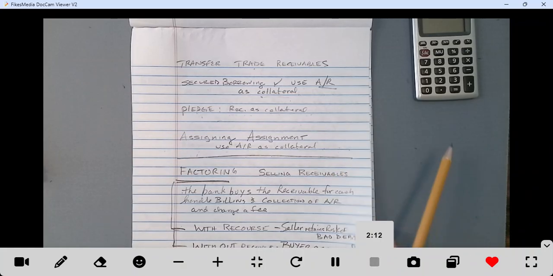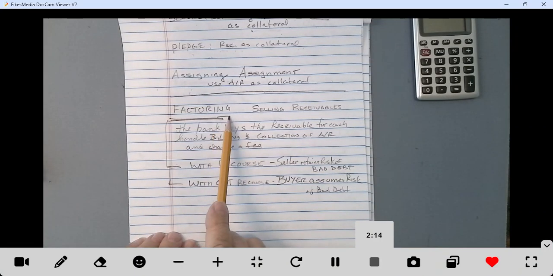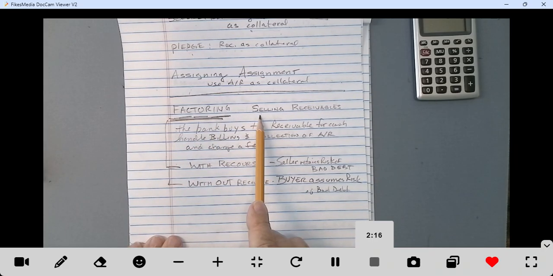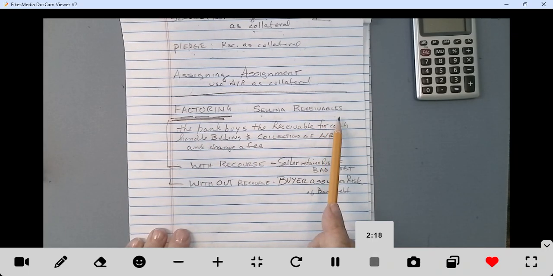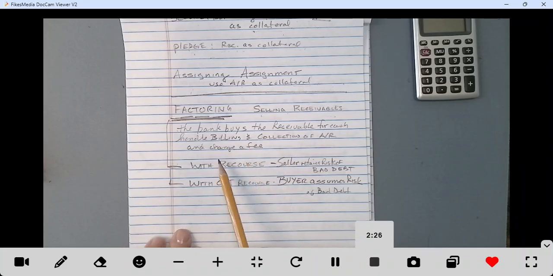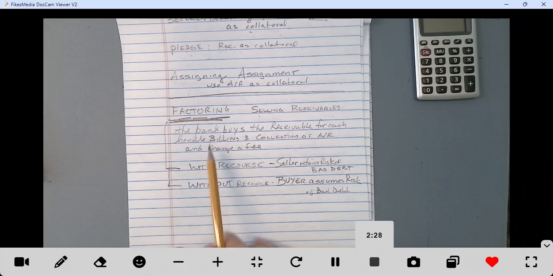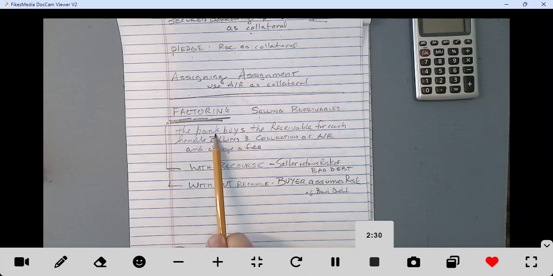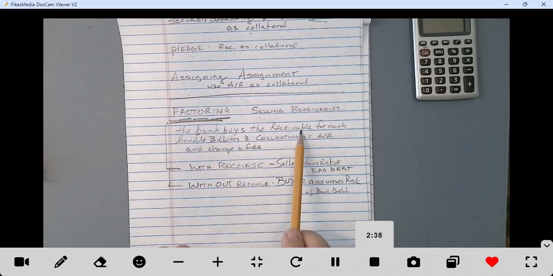Now, when they factor something, factoring involves selling the receivable. So when you factor something, you're going to be selling the receivable to a bank or an institution. So it could be a financing institution, it could be a specially designed company that does factoring. So I'm going to use the word bank so that we know that that's where the money is coming from. So instead of a loan, you say, well, I'll sell you my receivables for cash.